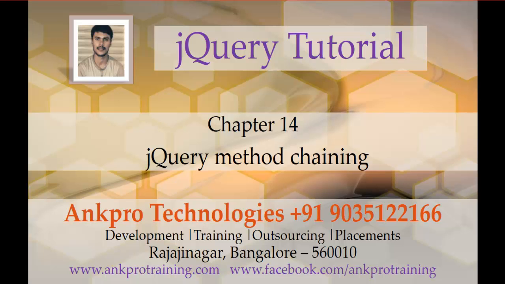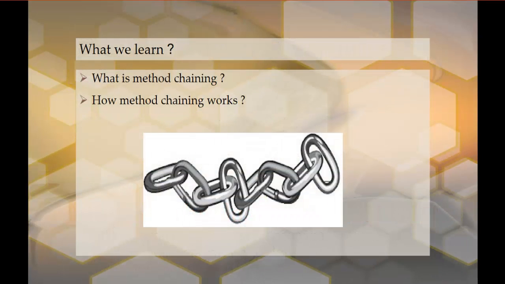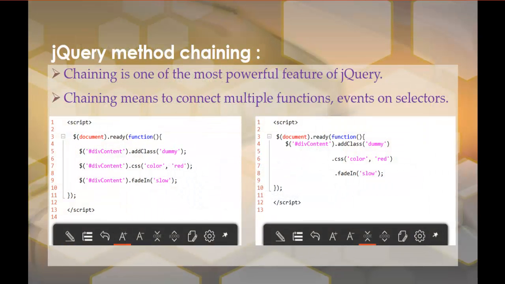My name is Harish. In this session, we are going to learn what method chaining is, and also understand how method chaining works. So here comes the slide. Chaining is one of the most powerful features of jQuery. So what do you mean by chaining? Chaining means connecting multiple functions or events to the selectors.